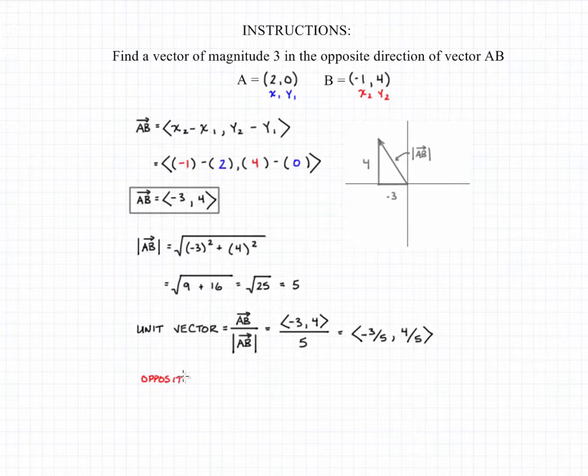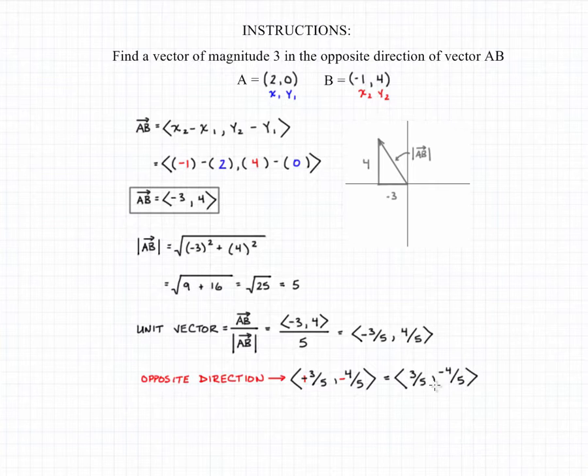Now, to put this vector in the opposite direction, so we're going to stick with a unit vector, but we want a unit vector now in the opposite direction, all we have to do is flip both the signs for our coordinates in our original unit vector. So we're going to have +3 over 5 and -4 over 5, and now we have a unit vector in the opposite direction of our original vector AB.